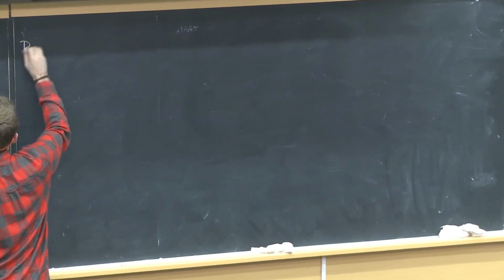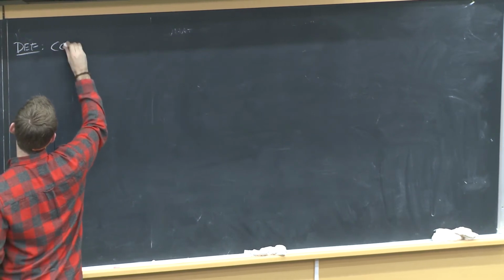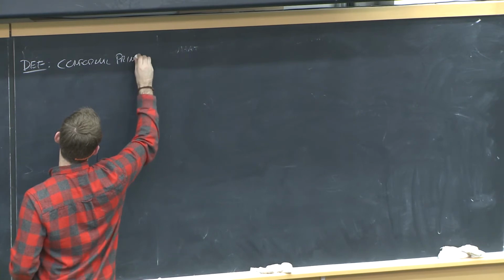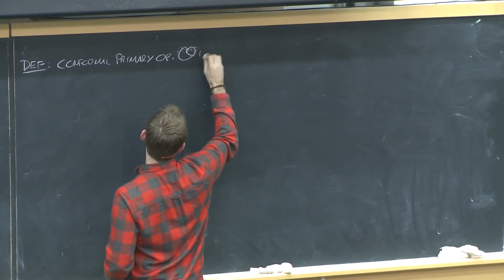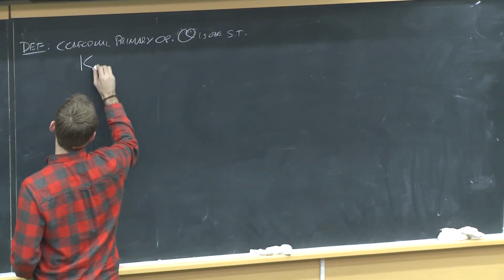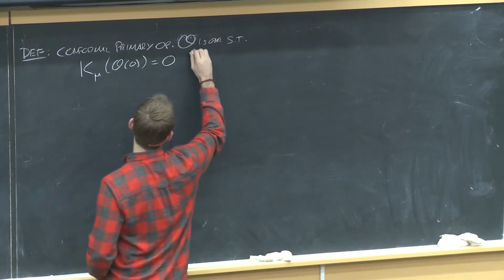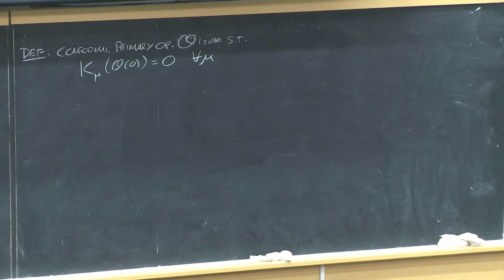So that leads to the definition of a conformal primary operator O as one such that K mu O inserted at the origin is equal to 0 for all the mu's. So it's sort of at the bottom of some tower of operators with scaling dimensions that increase.